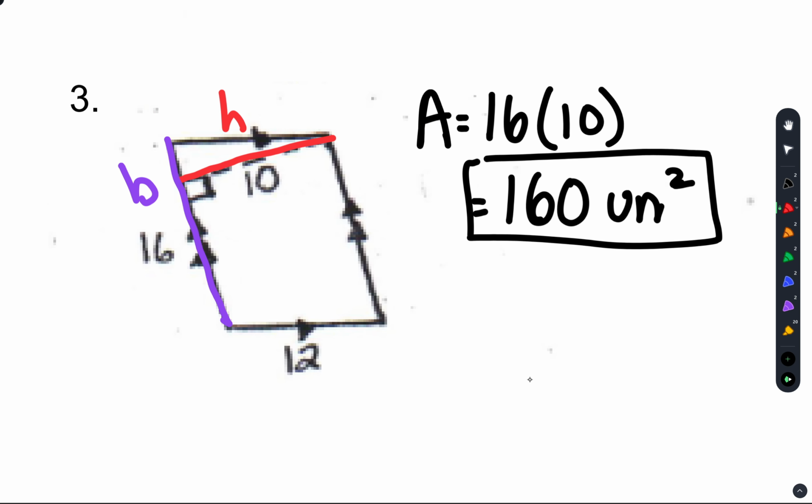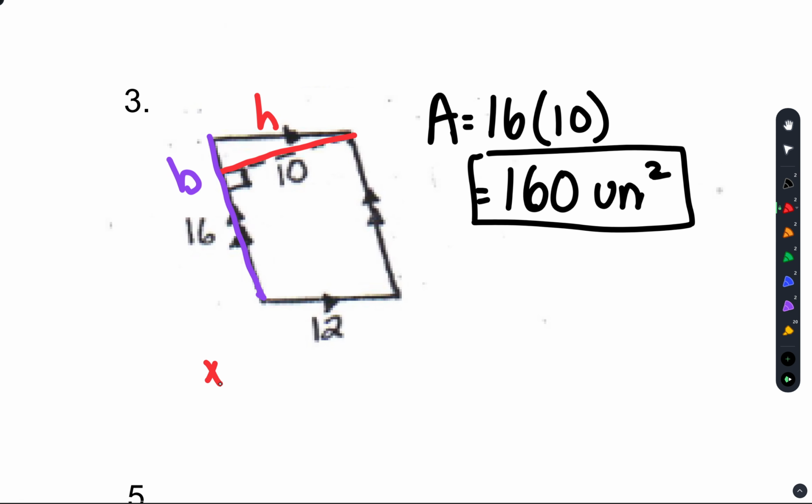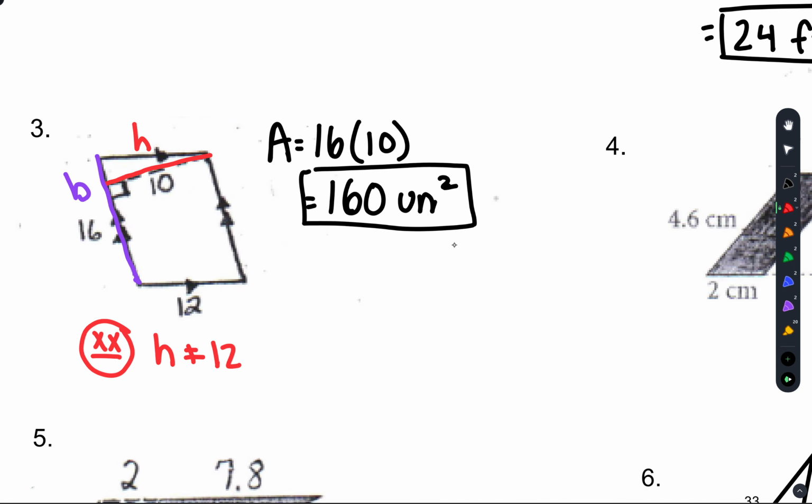It might be useful to make yourself a little note over here that our height is not 12. 12 is the other side of that parallelogram, but there is no right angle there. Therefore, we cannot use that as my height. Everybody good with that? Okay.